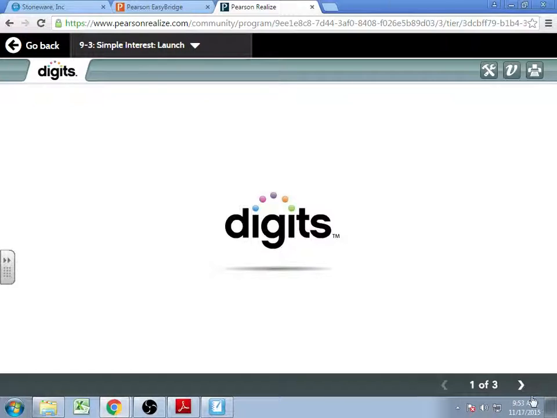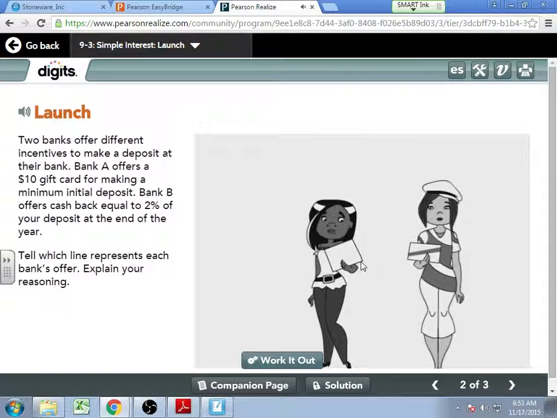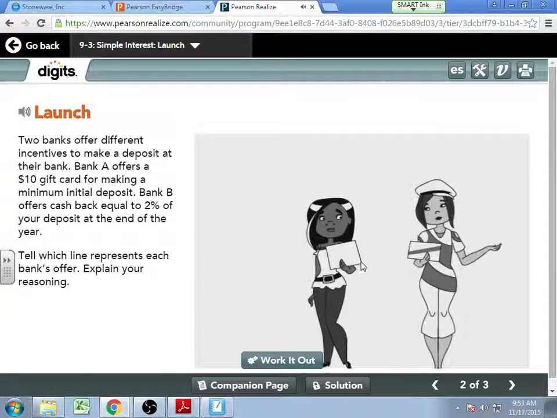9-3 is your homework. If we get done quickly, we will solve. Check it out. 2 bank offers. Whoa, this bank is giving out $10 gift cards for a minimal initial deposit. This one is offering cash back equal to 2% at the end of the year. Which do you suppose is the better deal? I'm not sure, but this one is a gift. That's got to count for something, right?